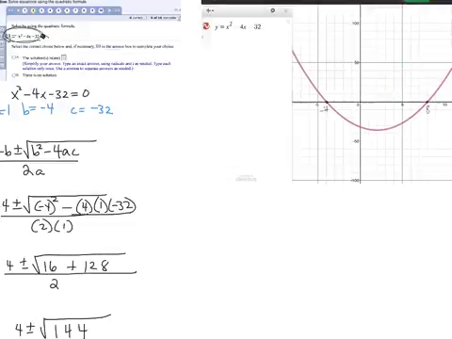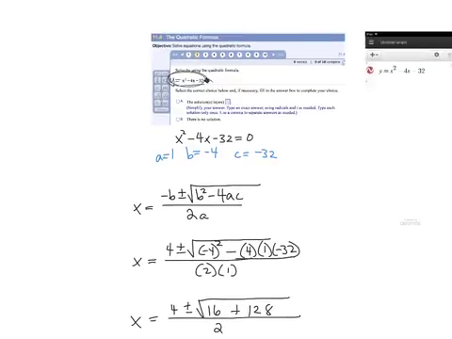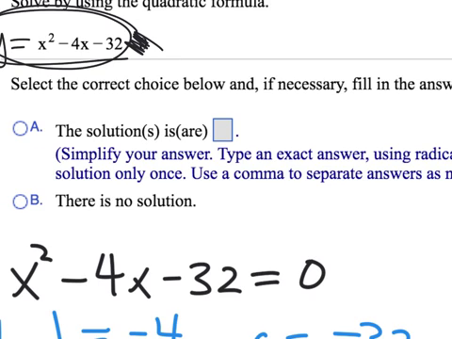And the order doesn't matter. Down here I wrote 8 and -4, so it doesn't matter. So what are you going to do up here in your solutions? You're going to put 8 and -4.